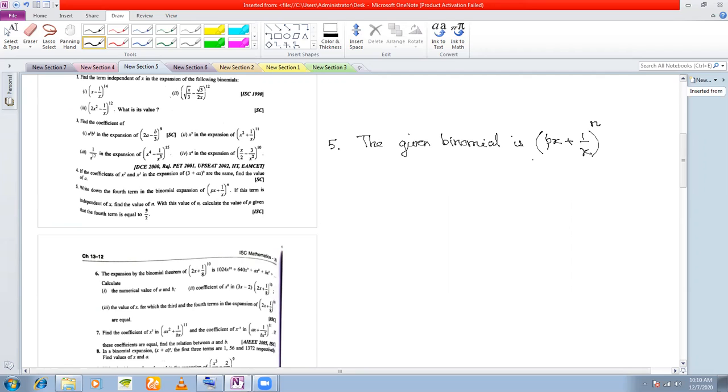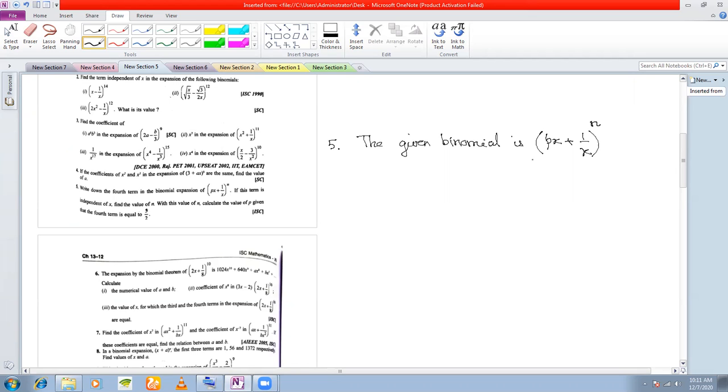The next question is, if the fourth term that you have found out is independent of x, then what should be the value of n? This is the second question. With this value of n, calculate the value of p given that the fourth term is 5 by 2. So a lot of questions here, 3 questions punched in one question, one binomial.